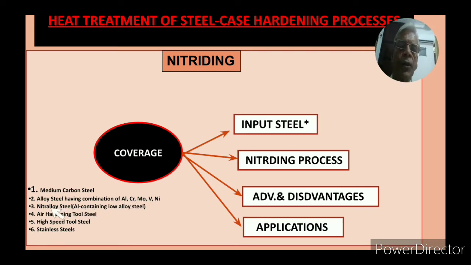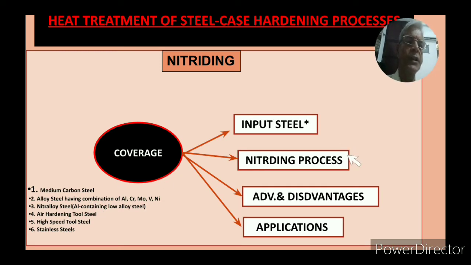Then there is a series of alloys called nitro-alloy steels. These are nothing but aluminium containing low alloy steel. Then you can go for air hardening tool steel also, high speed tool steel and stainless steel. All these steels can be surface hardened by nitriding. So this is about input steel.